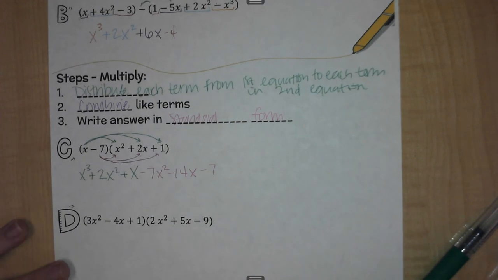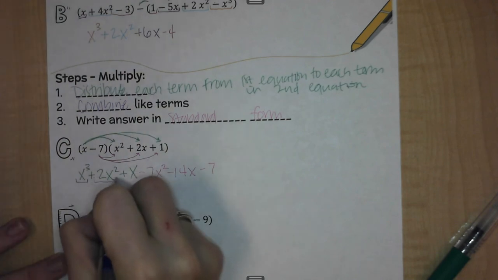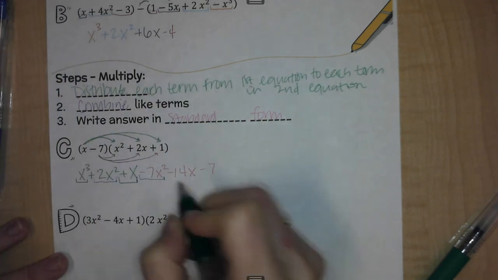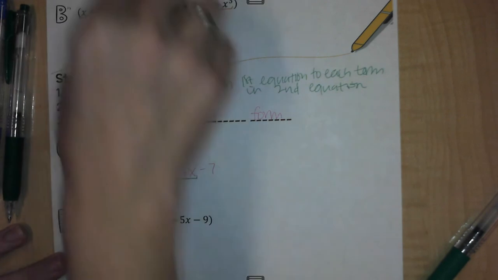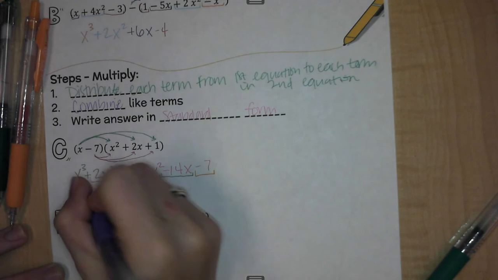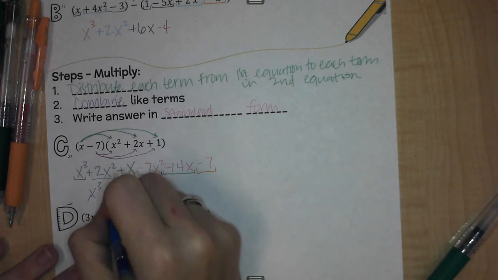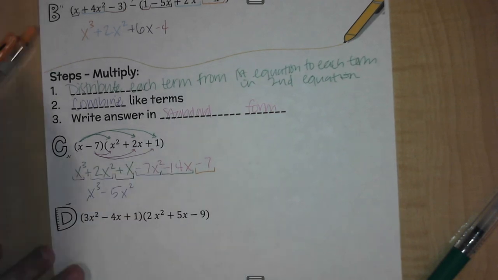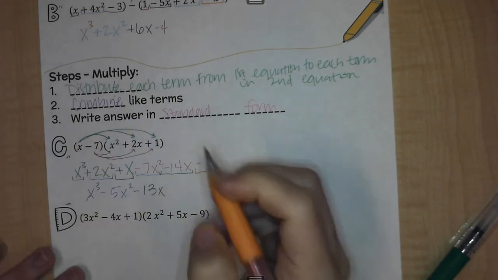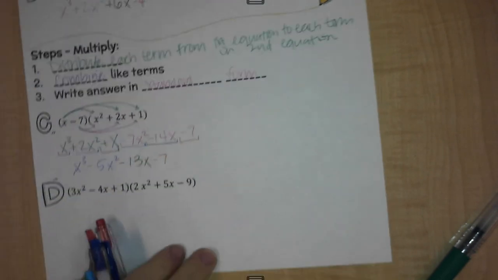All right, let's combine our like terms. We've got just one x to the third hanging out here. We've got a 2x squared, a minus 7x squared. And then we've got this x and this minus 14x. And then we just got this number hanging out. So we just got 1x to the third. And then we've got 2x squared minus 7x squared, so that's minus 5x squared. We've got x minus 14x, so that's minus 13x, minus 7.